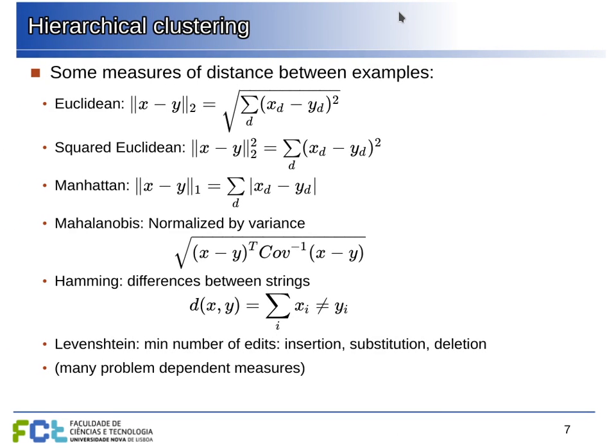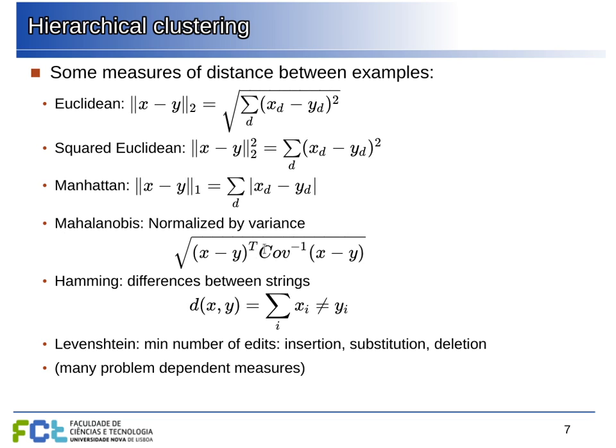So when looking at examples, there are some used measures of distance between examples. We can have, for example, the Euclidean distance. This is very often used. We can have the square of the distance. So Euclidean distance is the square root of the square of the difference between the coordinates, for example. And in this case, we don't do the square root, so we have the square of the Euclidean distance. We have Manhattan distance, which instead of doing this power of 2 is just the modulus of the differences in the coordinates. And then we have other variants.